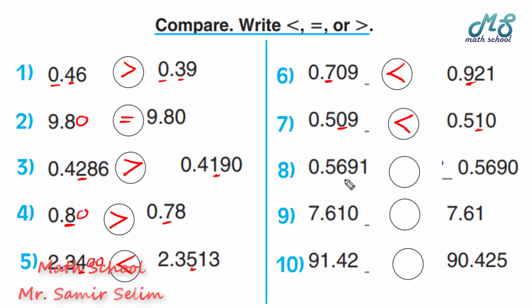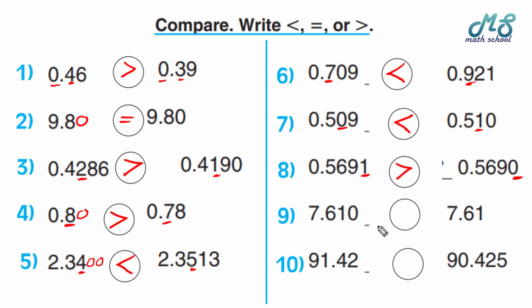Next, 4 decimal places, 4 decimal places. Now, compare digit by digit from left to right. 0, 0, they are the same. 5, 5, they are the same. 6, 6, they are the same. 9, 9, they are the same. Look at the 10,000th place, which is the last digit: 1 on the left, 0 on the right. 1 is greater than 0, so we can say that the left hand side is greater than the right hand side.